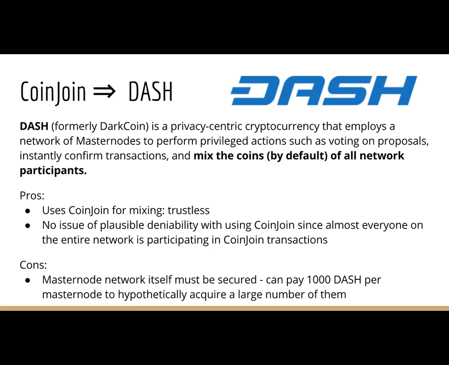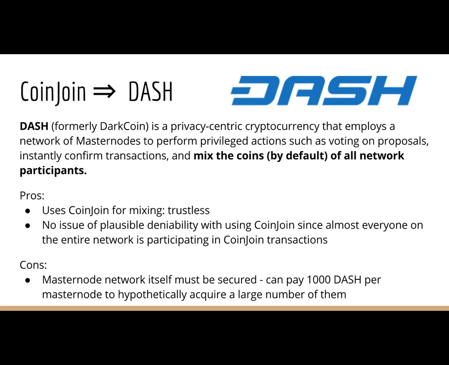This has no issue of plausible deniability with CoinJoin. Because previously we were talking about, okay, there's 50 inputs, 50 outputs. That's really obvious on the blockchain. But in Dash, everyone is participating in these CoinJoin transactions. So your anonymization transactions are indistinguishable from the rest.